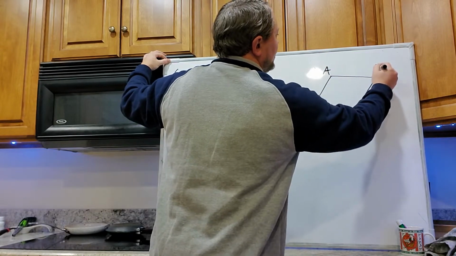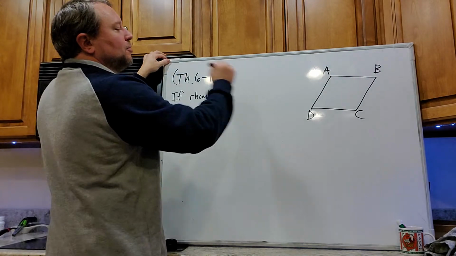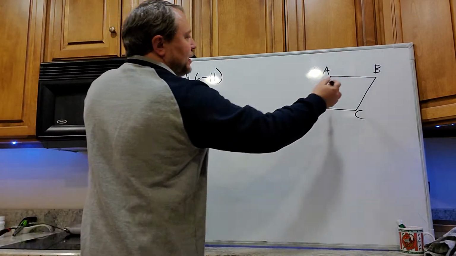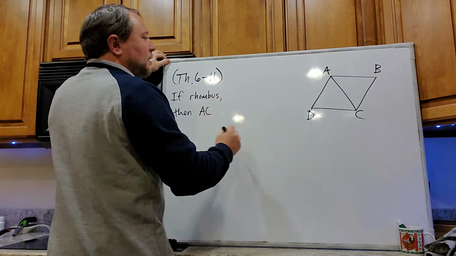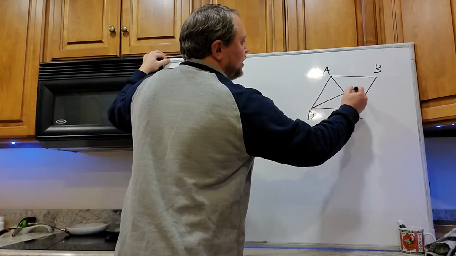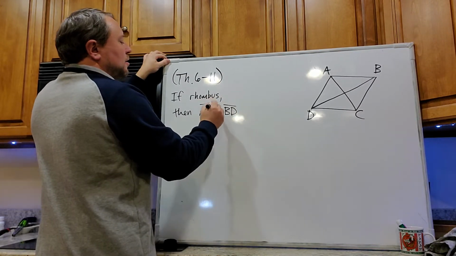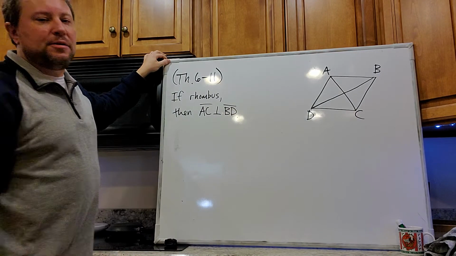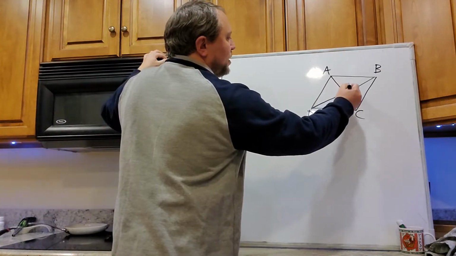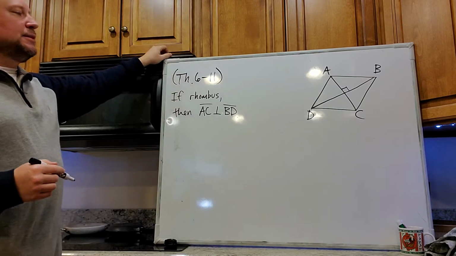We'll call this one A, B, C, D. But if that's a rhombus, then the diagonals AC and BD are going to be perpendicular to one another. So we know that they're going to form a right angle there. That's theorem 6-11.